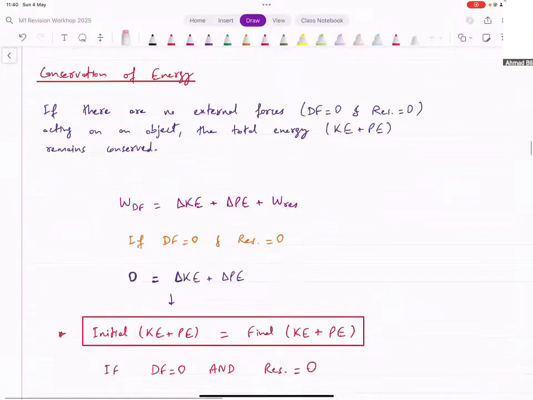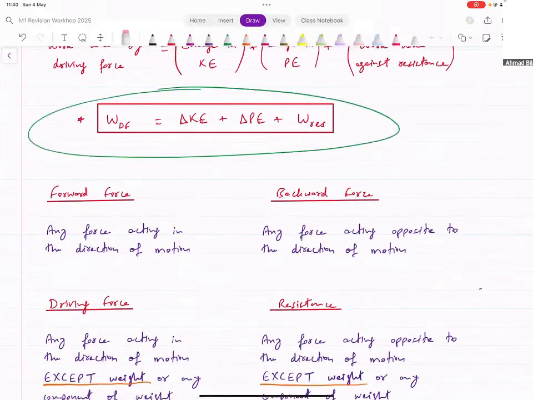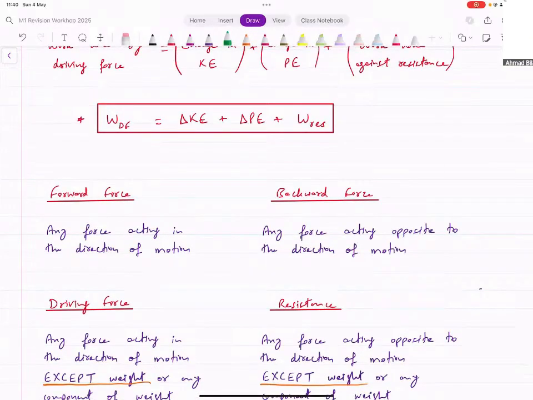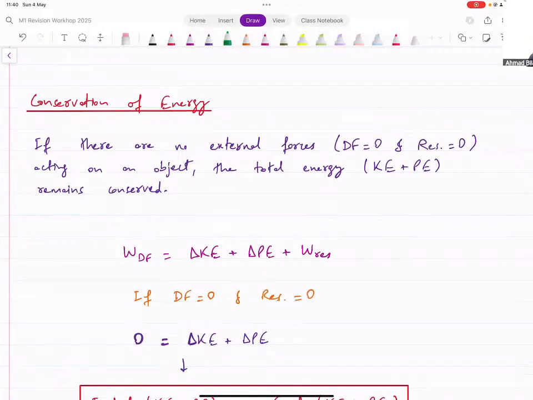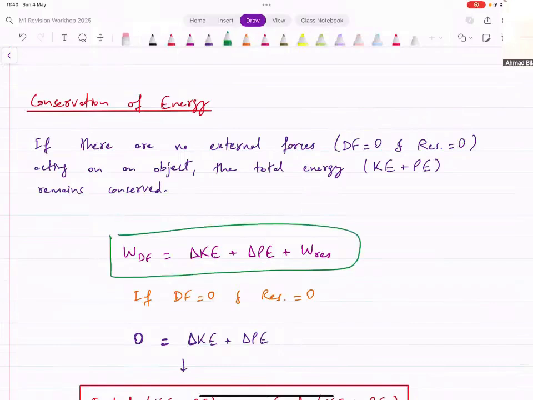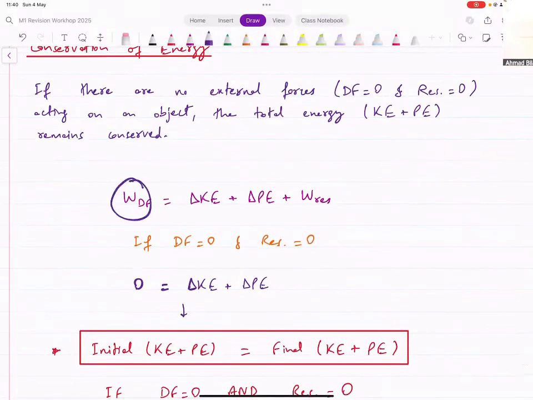Then you have conservation of energy. It's actually a special case of this work energy principle. This will work everywhere. There's a special case for this, and that is when there is no driving force and no resistance. So sometimes what happens is there's zero driving force and there's zero resistance. So driving force is zero and resistance is zero. In that case, in this work energy principle, this value becomes zero, this value becomes zero. That means the total change in kinetic and potential energy turns out to be zero. The total change is zero.